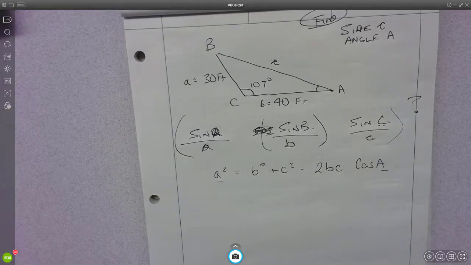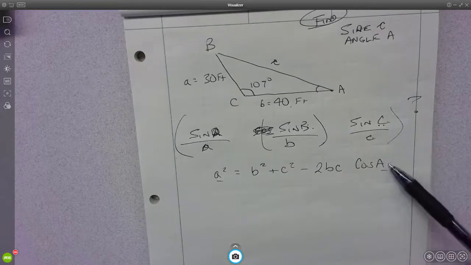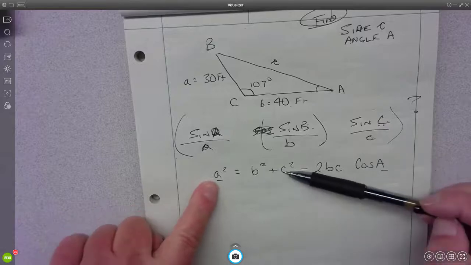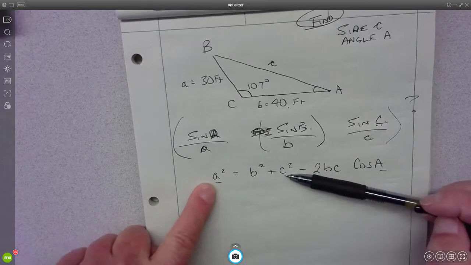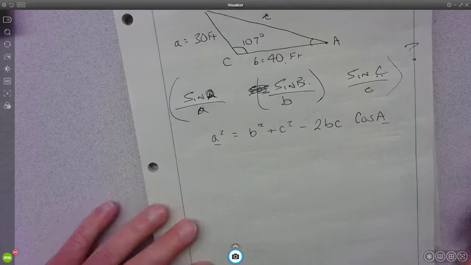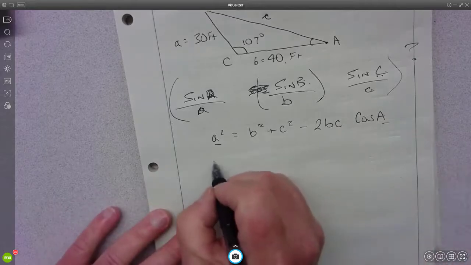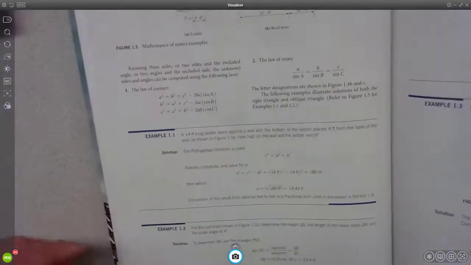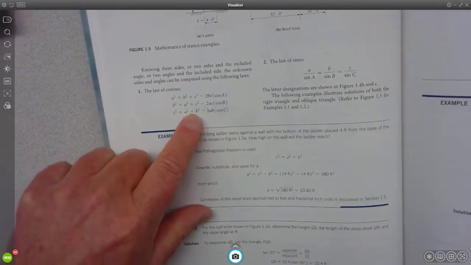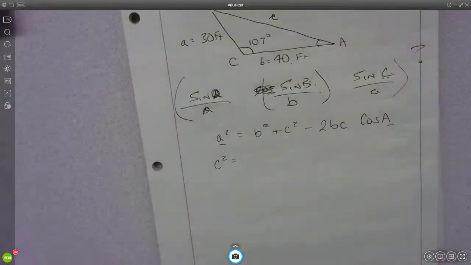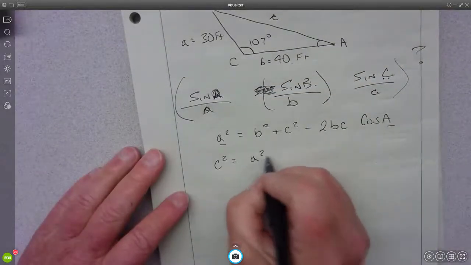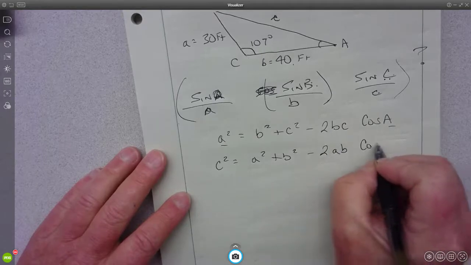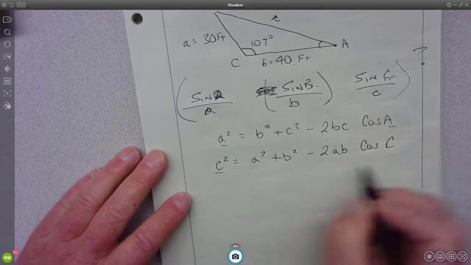So this is not the form we want because do we know cosine A? We don't know A, right? We know A, we know B, we don't know C, correct? So let's write this in the form of C squared equals, and they gave you that. It's not that tricky. C squared equals A squared plus B squared minus 2AB cosine whatever was here.